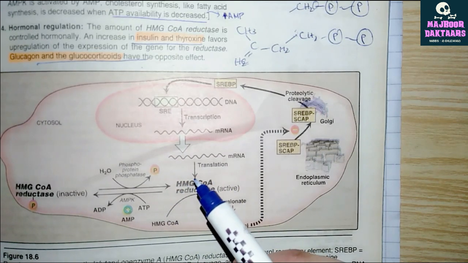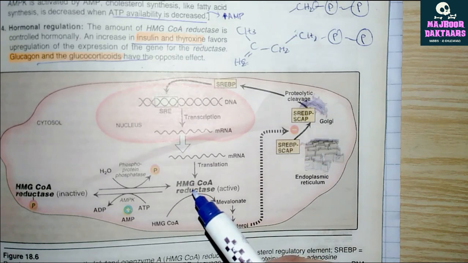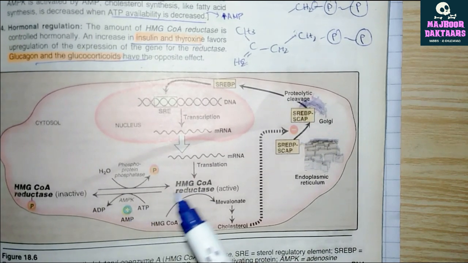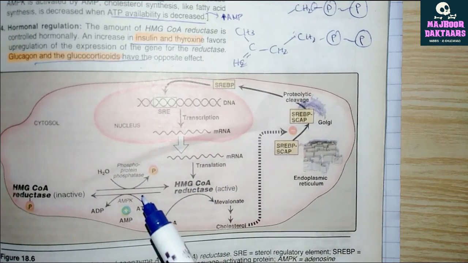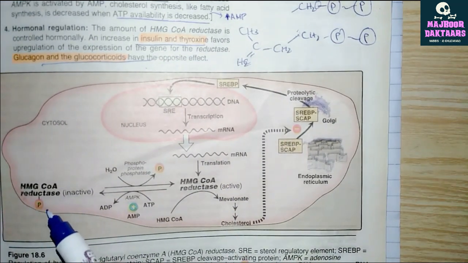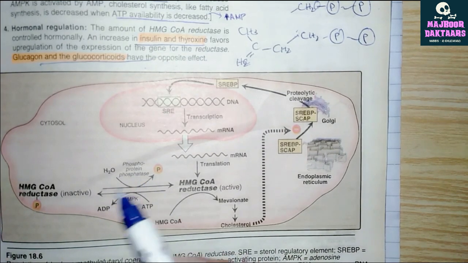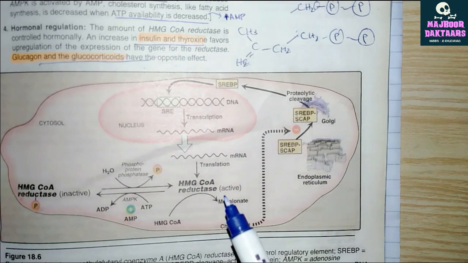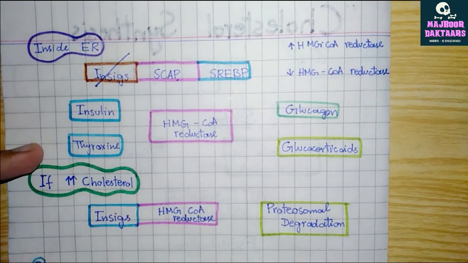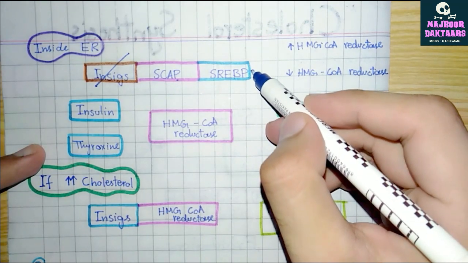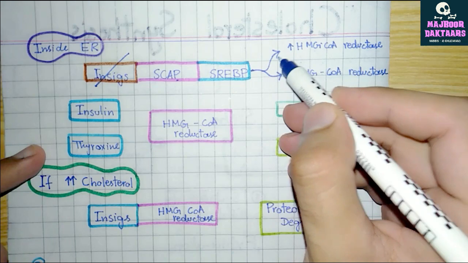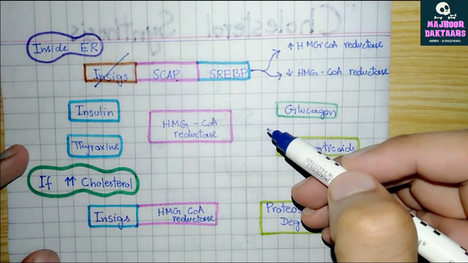Now another factor includes phosphorylation. When a kinase, that is AMP dependent kinase, acts upon HMG-CoA reductase, it is phosphorylated and goes to its inactive form. While when a phosphatase acts upon it, the phosphate is removed and the HMG-CoA reductase moves towards its active form. So upon high cholesterol level, it decreases the HMG-CoA reductase, and at low cholesterol level, it increases the HMG-CoA reductase activity.